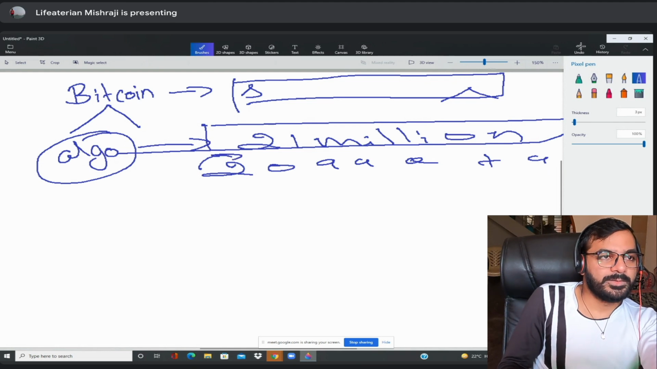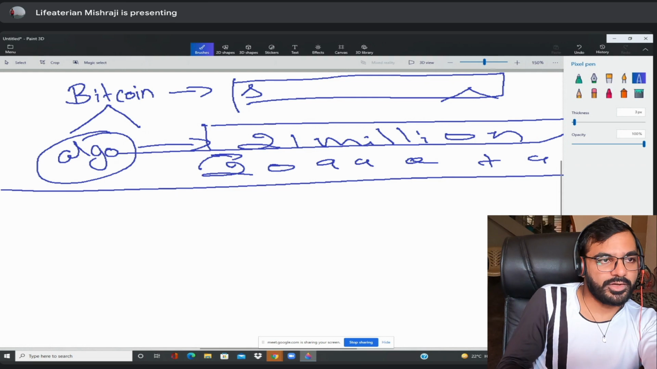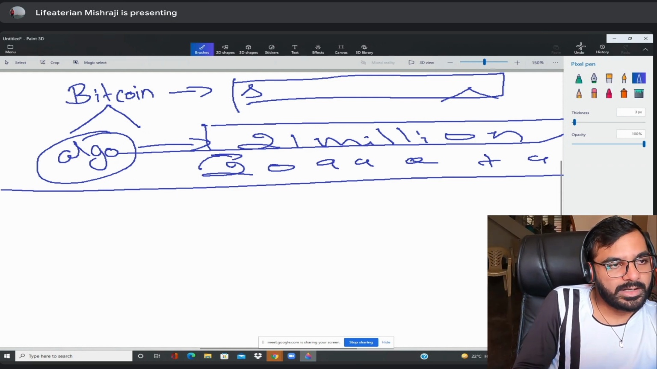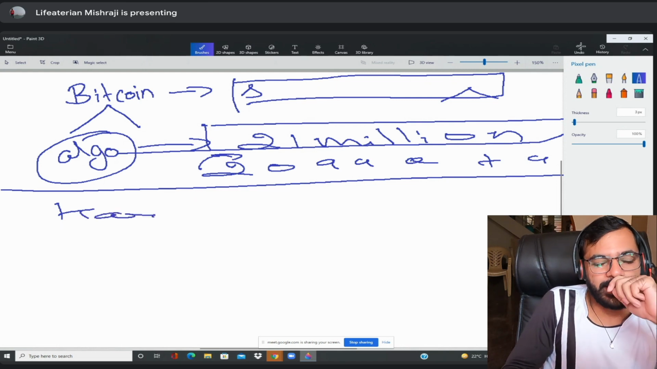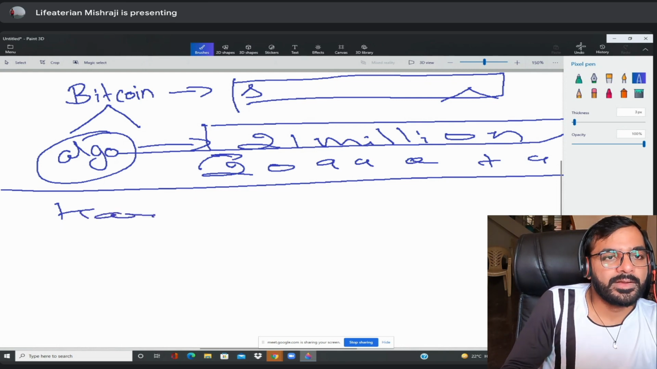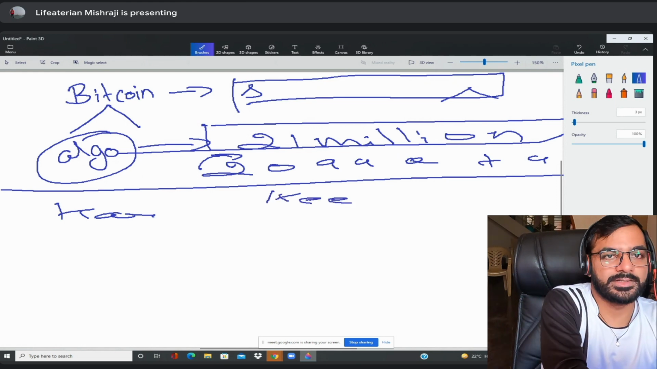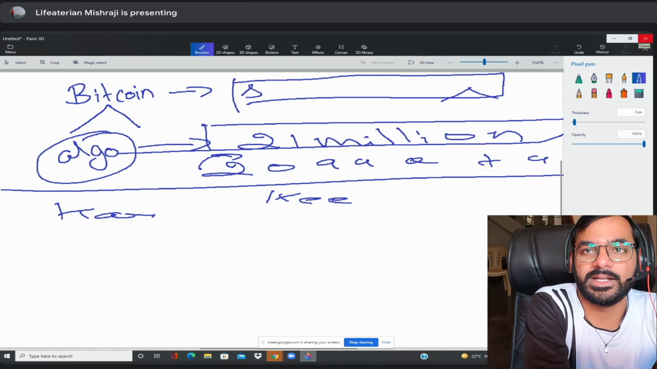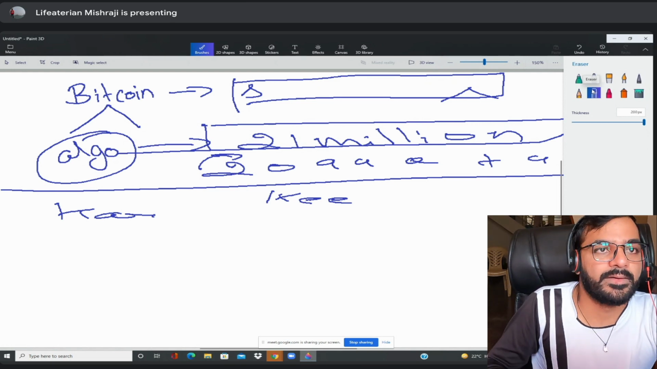Now what happens here? What is the difference? For example, we will say that Karthik has some 4 Bitcoins and Kirtana has some 4 Bitcoins. No, I'll clear the page. Writing here is becoming difficult. Wait, I'll clear the page and start again.